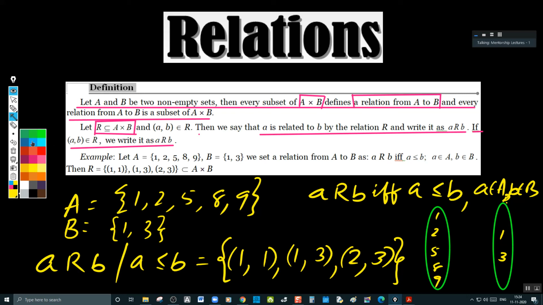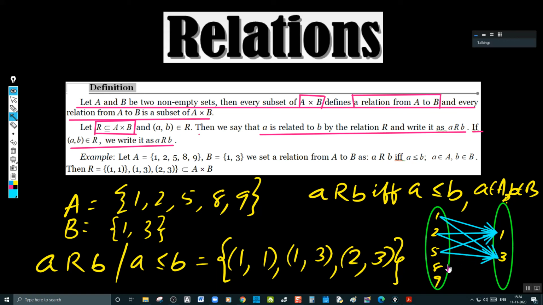I'm writing cross product. Don't forget that. So cross product, it goes like this. You will have 1,1, 1,2, 1,3 also. You will have 2,1. You can have 2,3 also. 5,1, 5,3. 8,1, 8,3. 9,1, 9,3. Alright, just check it out. What is not missing? Everything is there.